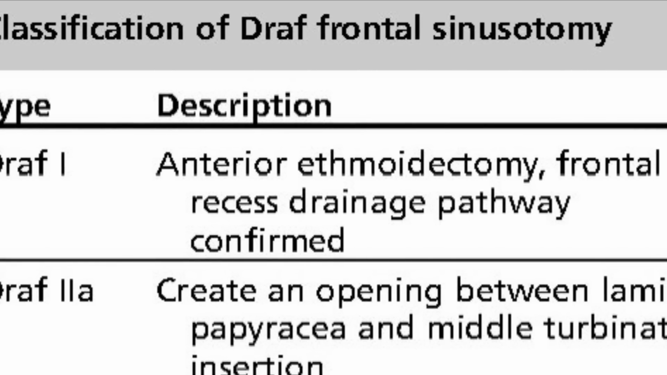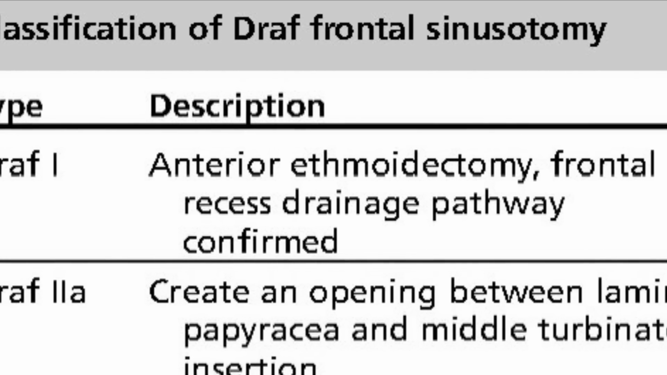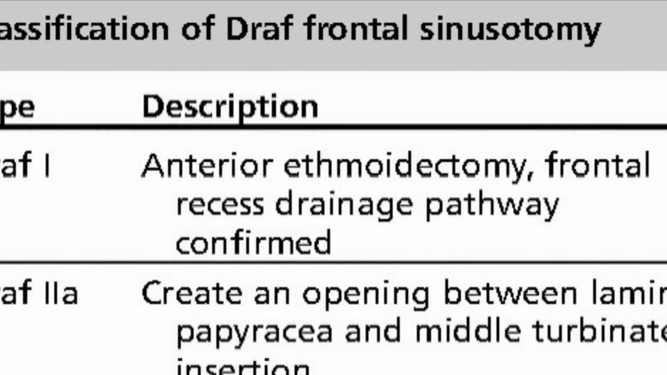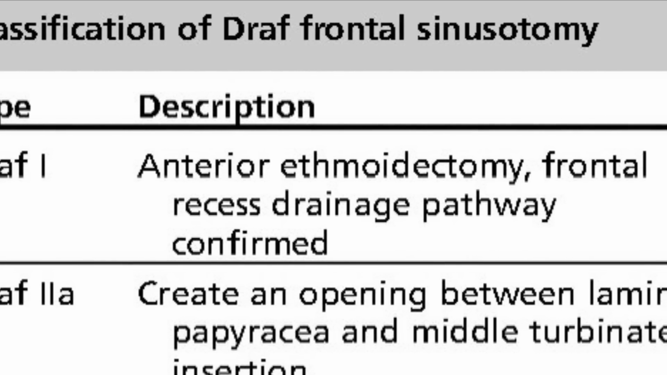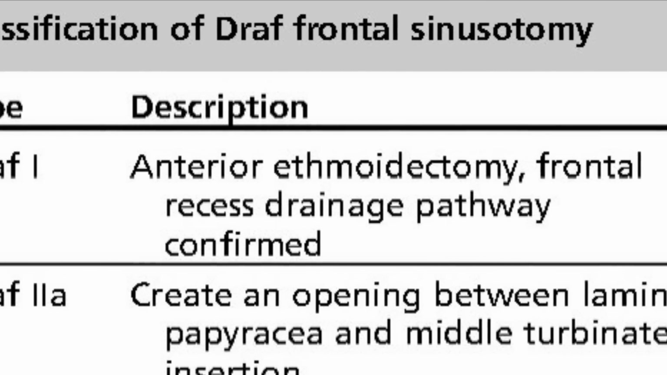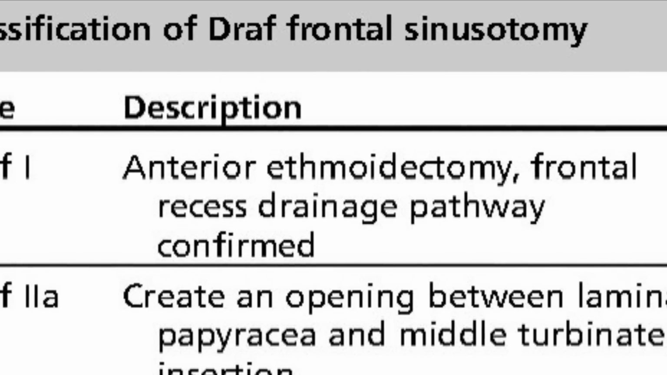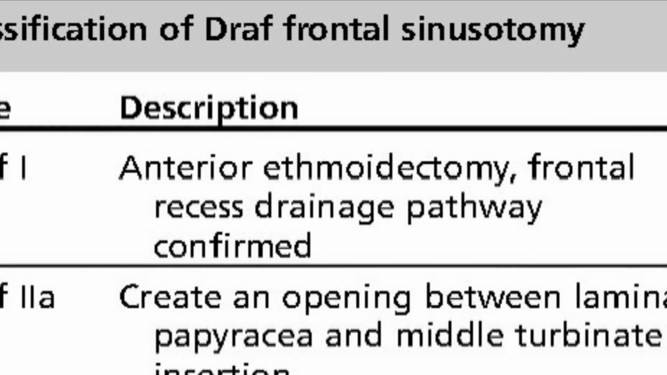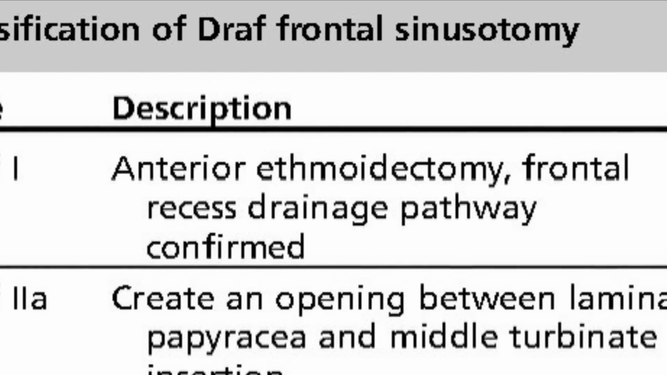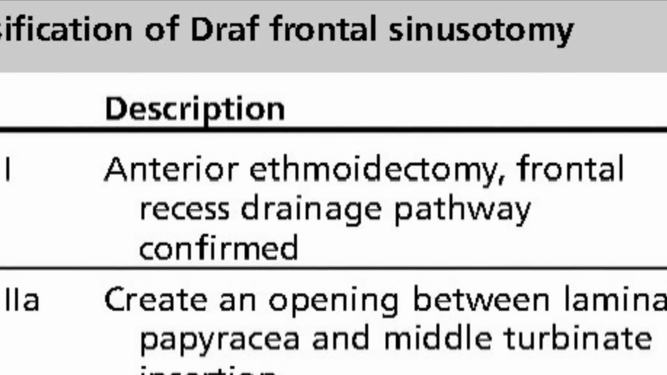The Draf IIa procedure goes a bit further than Draf I. Here, we remove the floor of the frontal sinus between the lamina papyracea and the middle turbinate. This approach offers more direct access to the frontal sinus compared to Draf I, which makes it suitable for cases with moderate frontal sinus disease or when Draf I hasn't provided enough relief. The Draf IIa is a valuable technique because it minimizes tissue removal while offering increased drainage potential. However, it's still relatively conservative compared to later stages.